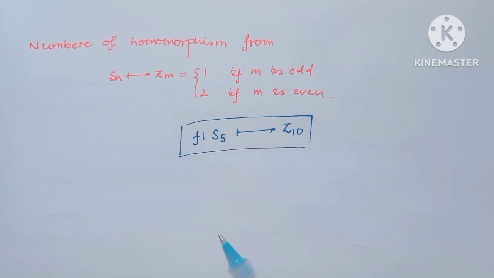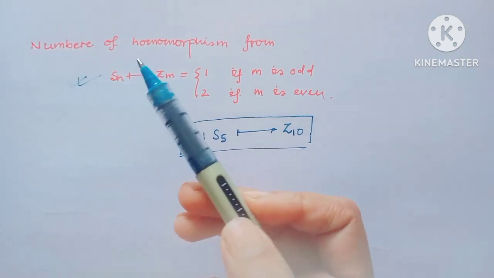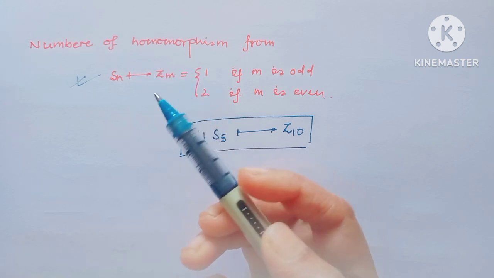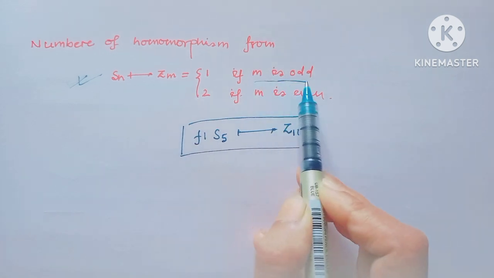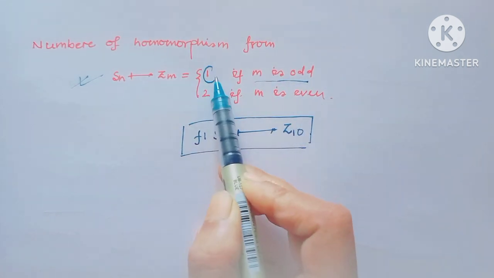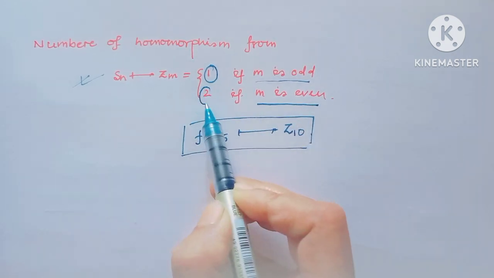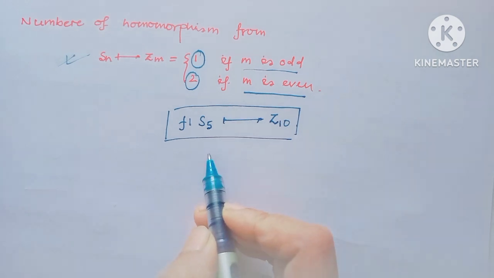counting homomorphisms from S5 to Z10. We all know this shortcut trick. In my previous video I gave the link in the playlist for Sn to Zm. When m is odd, then the number of homomorphisms is 1, and if m is even, then the number of homomorphisms is 2. So this is the shortcut trick we all know.